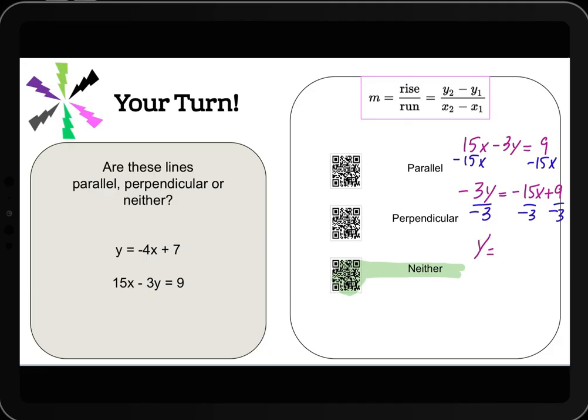During this time, the goal I'm trying to achieve is that I'm putting both equations in the same form. So here I get 5x minus 3, and now I can compare the two slopes because they're in the same form. We have that negative 4 and that positive 5. Because they are not the same and they're not opposite reciprocals, it's neither in this particular instance.